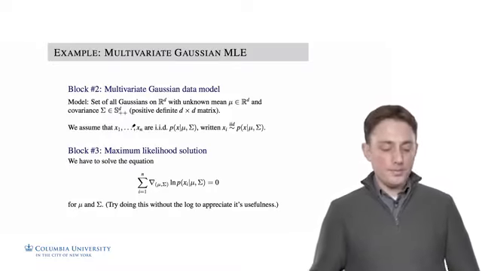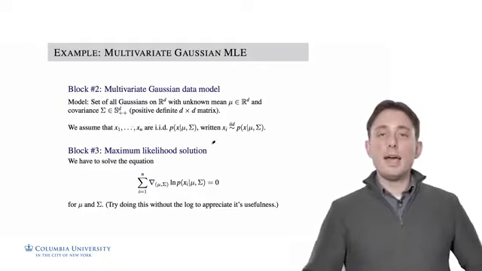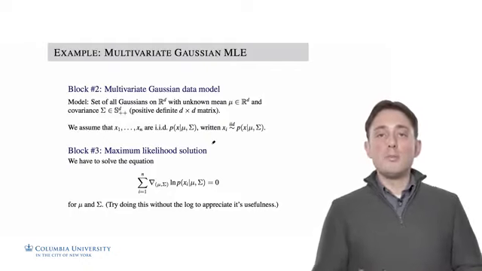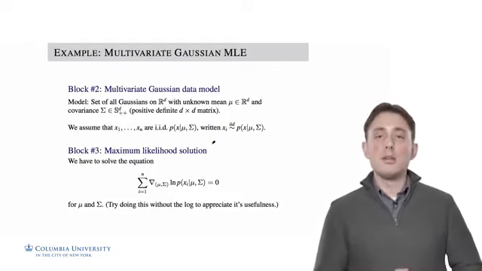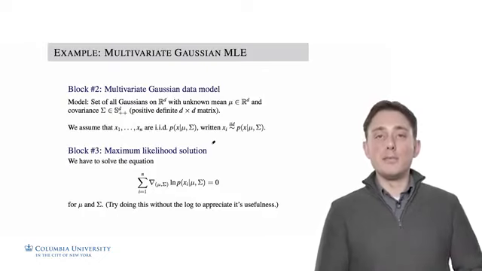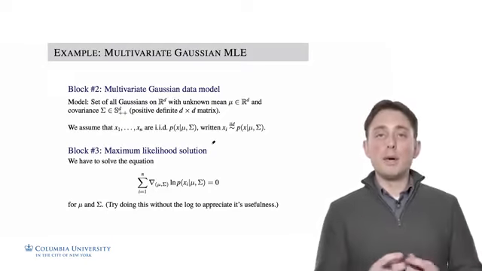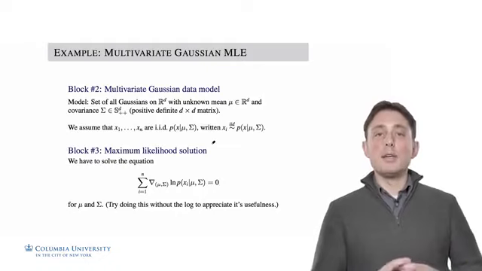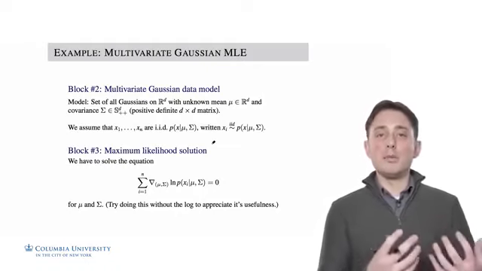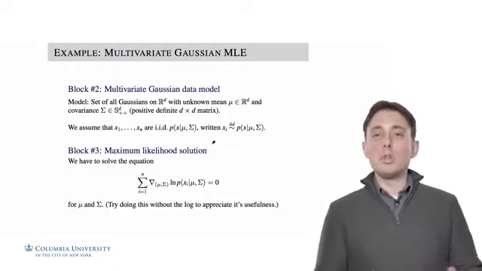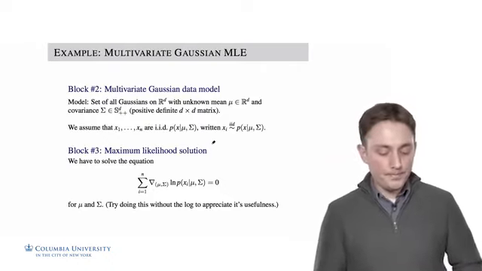With block 3 now, we've defined that we want to find a value for mu and sigma that maximizes the joint likelihood of our data. So we've defined the joint likelihood of our data as the function that we want to maximize. In this case, it's maximizing the function because we want our data set to be more probable. In other cases, we'll want to minimize a function, usually when we have no probabilistic interpretation.